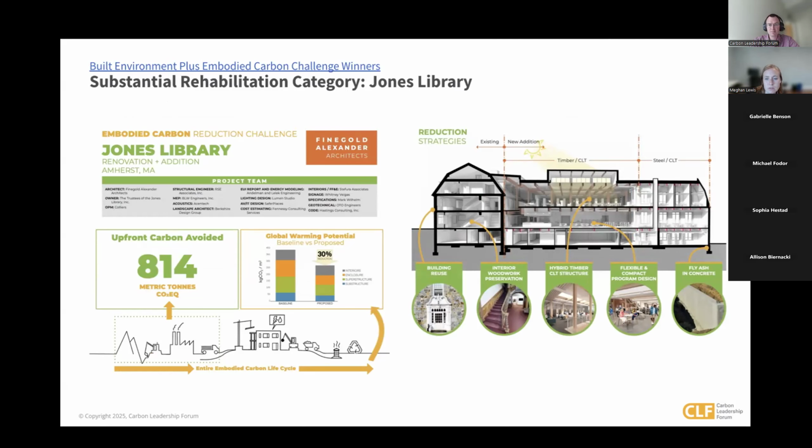So this was the Jones Library. This won the category of renovation and addition, achieving a 30% reduction through building reuse, a hybrid timber CLT structure, flexible program design, and reducing cement used in the project. In this case, through fly ash.